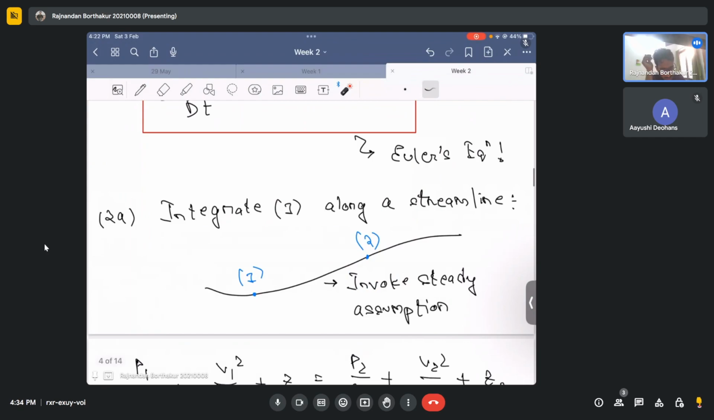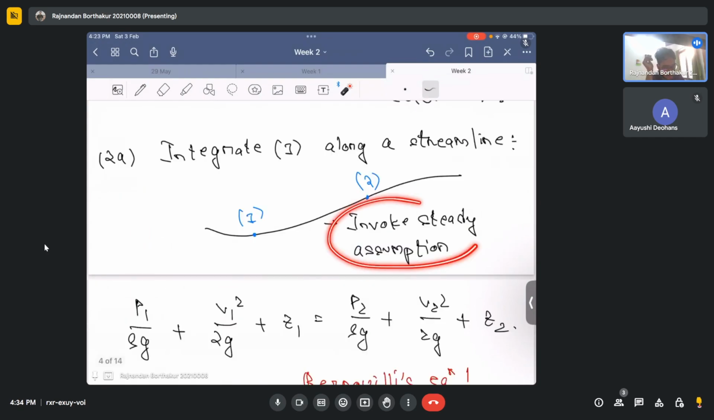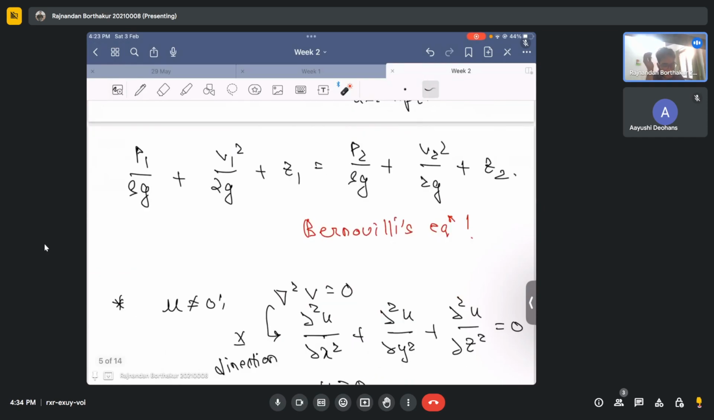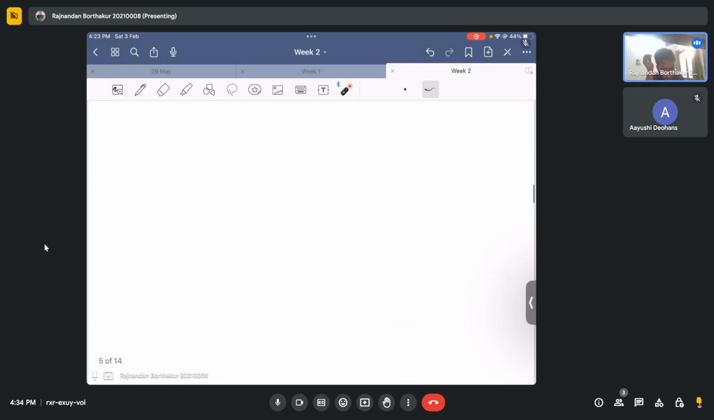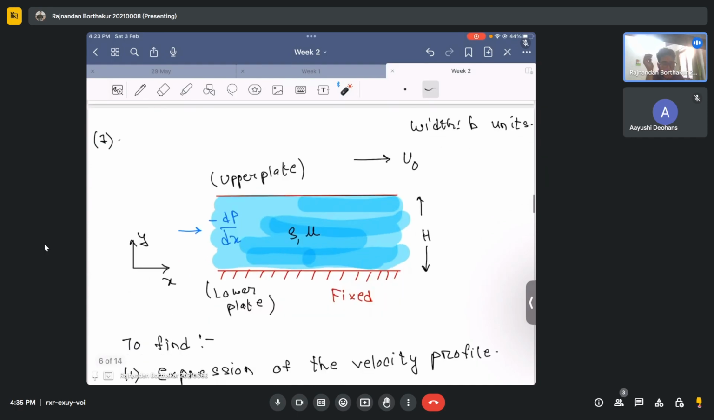Then I said that if we integrate Euler's equation along a streamline and invoke the fact that the flow is steady, we get what we know as Bernoulli's equation. Then we solved a problem. This was an extensive problem that we went through very systematically. This problem involves calculating the velocity field by solving the Navier-Stokes equation.